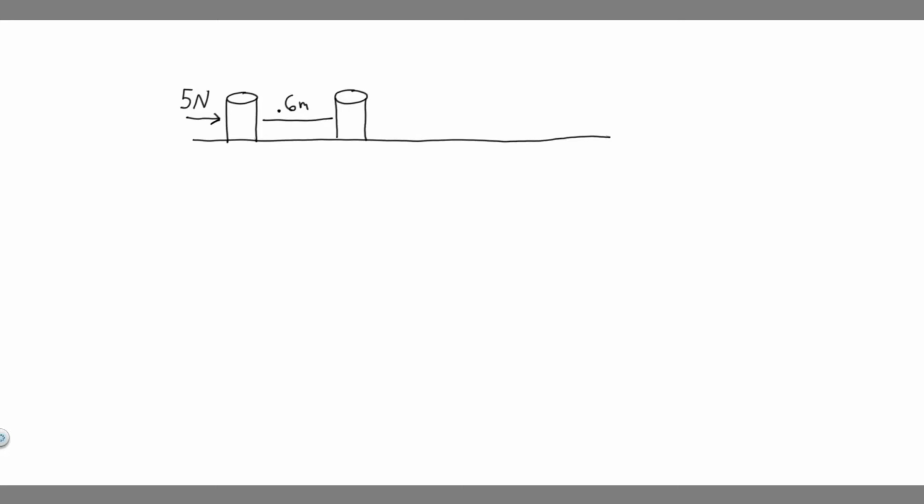In this problem, we're told: how much work does a supermarket checkout attendant do on a can of soup he pushes 0.6 meters horizontally with a force of 5 newtons? Express your answer in joules and kilocalories. So the first thing you always want to do is draw what's going on.